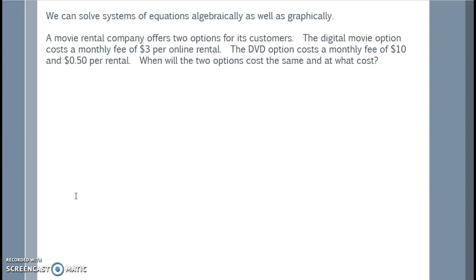A movie rental company offers two options for its customers. The digital movie option costs a monthly fee of $3 per online rental. The DVD option costs a monthly fee of $10 plus $0.50 per rental. When will their options be the same and at what cost? Let's let X represent a movie rental. I know that for the online rental it costs 3 times X and that the DVD option is the base fee of $10 plus 50 cents per movie.